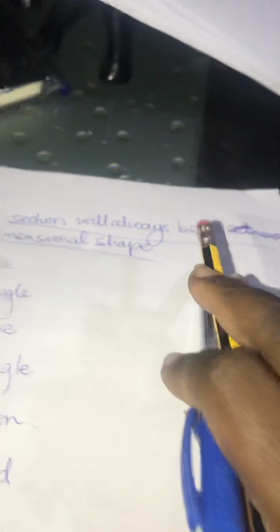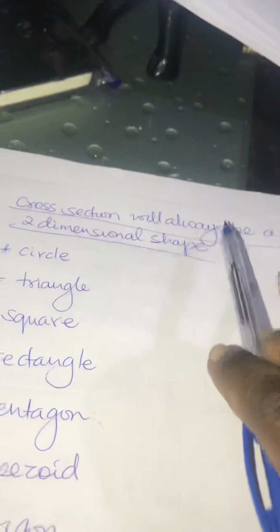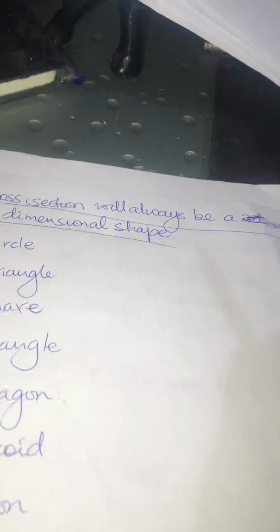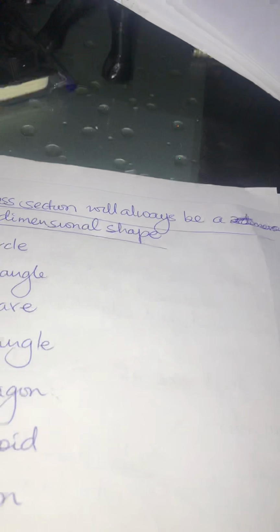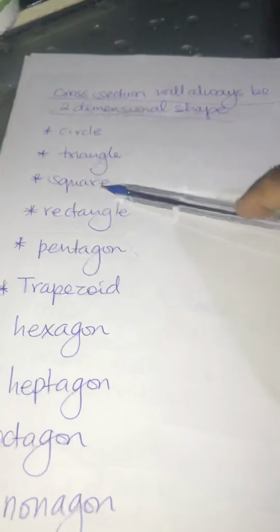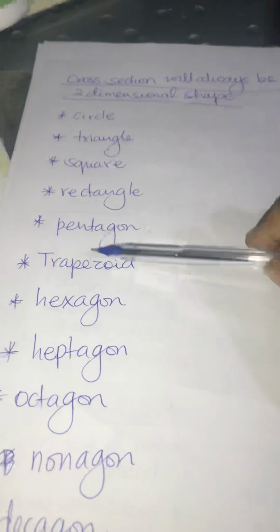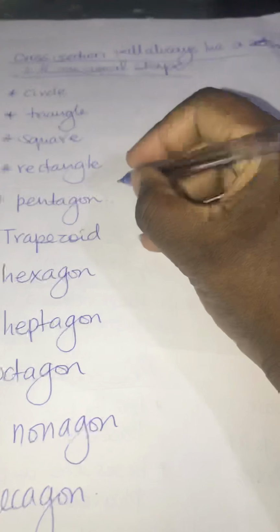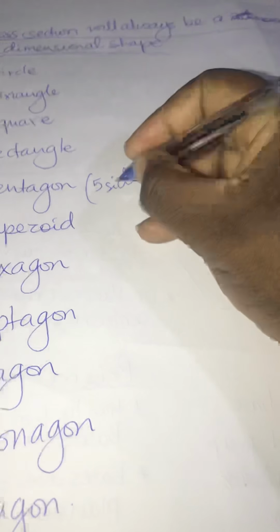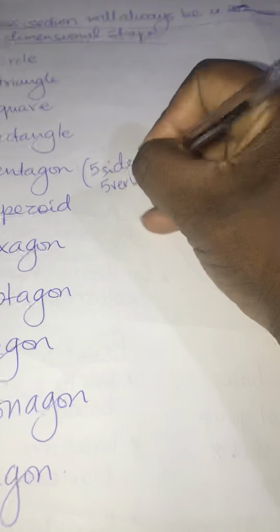Alright. Cross sections. A cross section will always be a two-dimensional shape. Always. There will always be a two-dimensional shape. So it can be a circle, triangle, square, rectangle, pentagon, all this. Remember, a pentagon has 5 sides or 5 vertices.